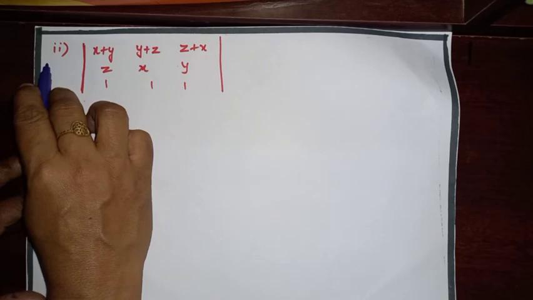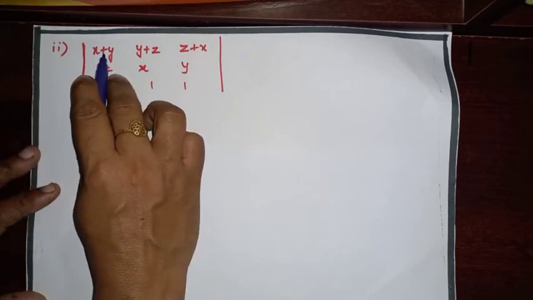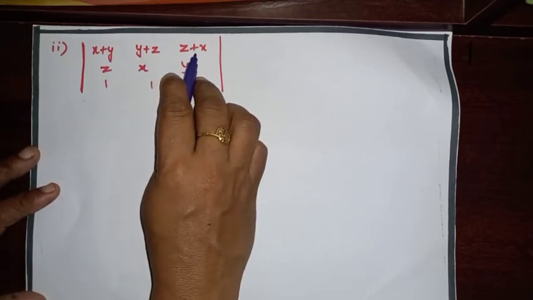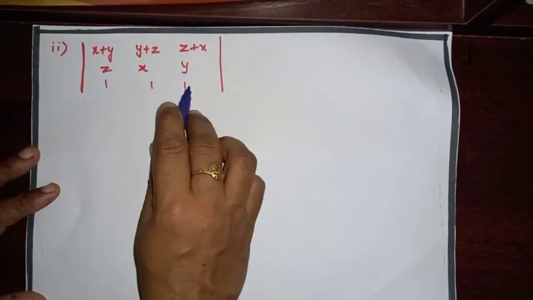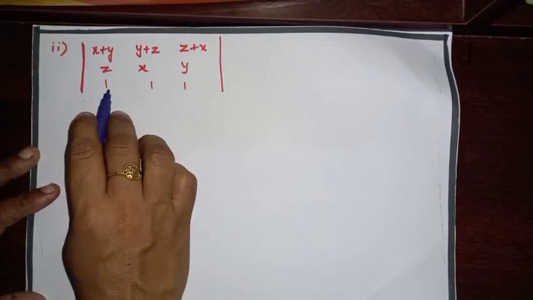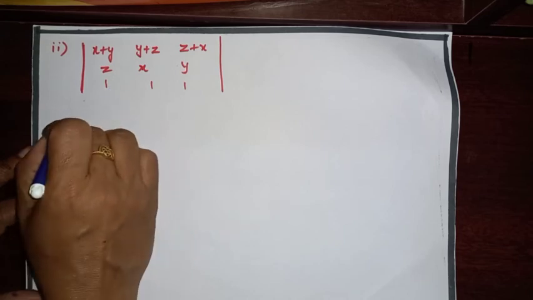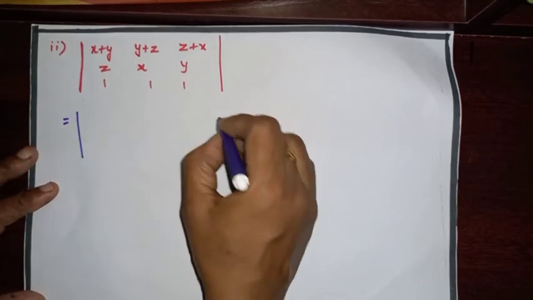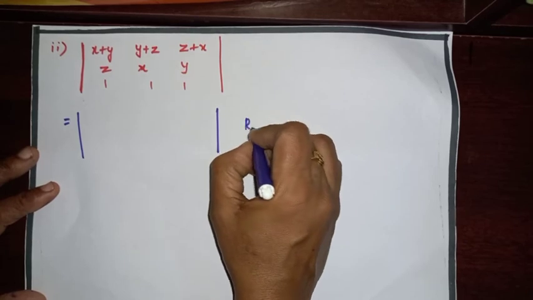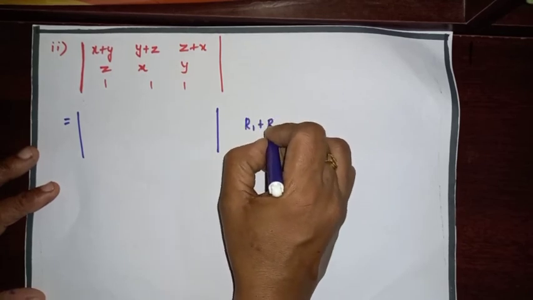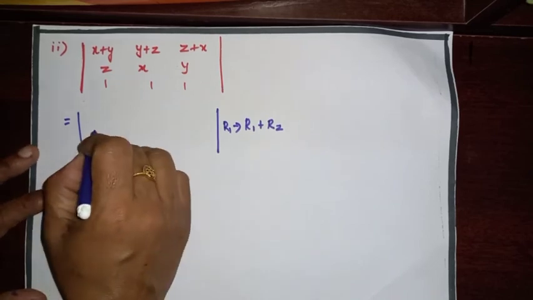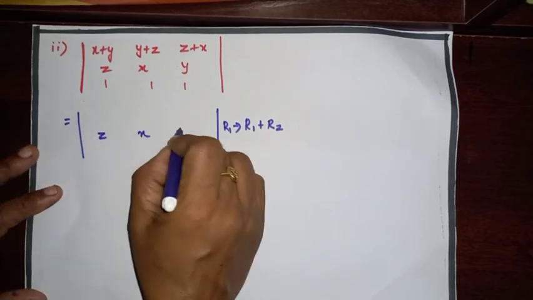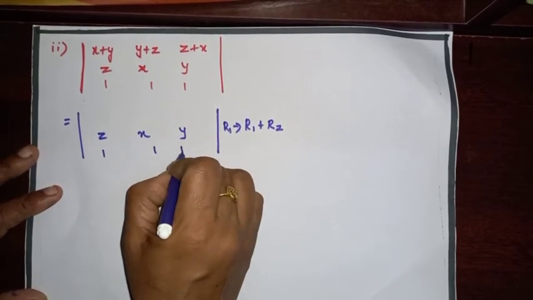Second subdivision, inside the determinant we have x plus y, y plus z, z plus x as first row, z, x, y as second row, 1, 1, 1 as third row. It's very important 3-mark question. Now I am going to add R1 plus R2. I am going to change R1, so write R2 and R3 as it is.